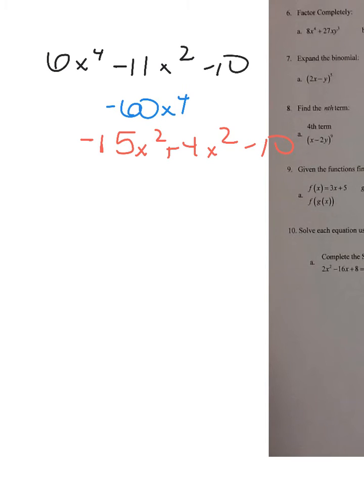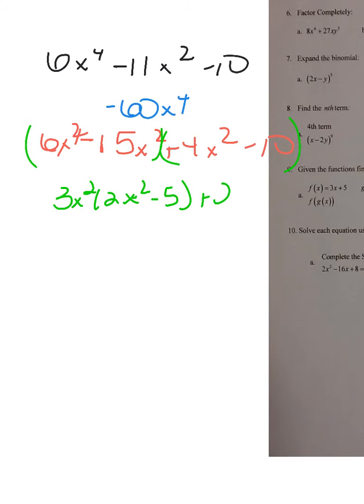Bring down the front and the end. And now we factor using grouping. So the GCF of the first group is 3x squared times 2, oh sorry, this should be an x to the 4th. So it would be 2x squared minus 5. And the GCF of the second group would be positive 2 times 2x squared minus 5. So my factors are 3x squared plus 2 and 2x squared minus 5.